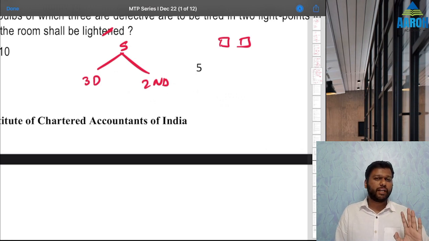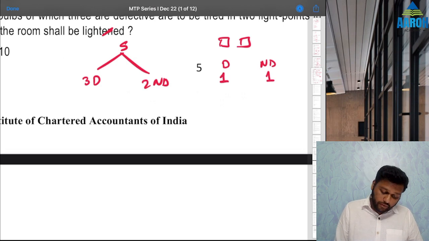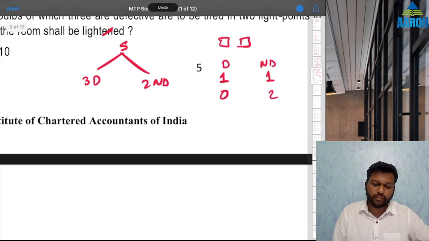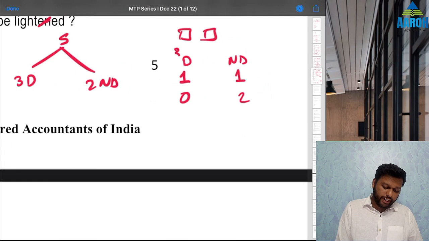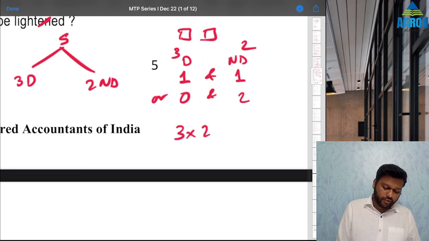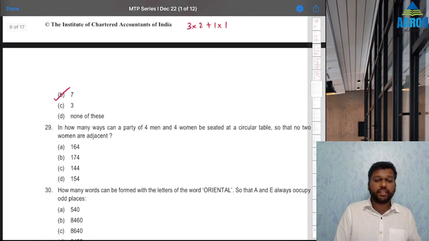That means how can we select? There are defectives and non-defectives. We can select either 1 non-defective and 1 defective, or 2 non-defectives and 0 defectives. We cannot select both defective bulbs, because then the room will not be lighted. There are 3 defectives and 2 non-defectives. So 3C1 is 3 and 2C1 is 2, or 3C0 is 1 and 2C2 is 1. So 3 into 2 is 6, 6 plus 1 is 7. Option B is the correct answer.